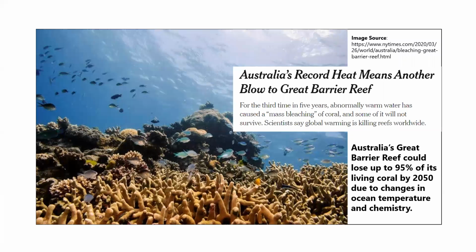Okay, so this is Australia's Great Barrier Reef. It is expected that Australia's Great Barrier Reef could lose up to 95% of its living coral by 2050 due to changes in ocean temperature and ocean chemistry. So an increasing temperature will lead to coral bleaching. Okay, and if there is coral bleaching, the worst is that they may die.